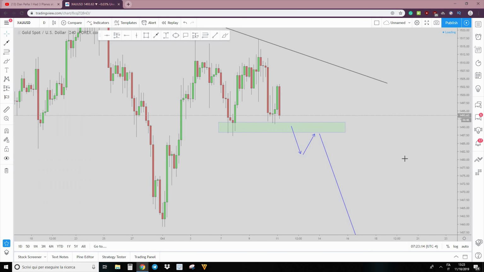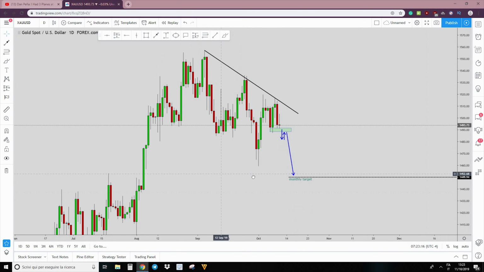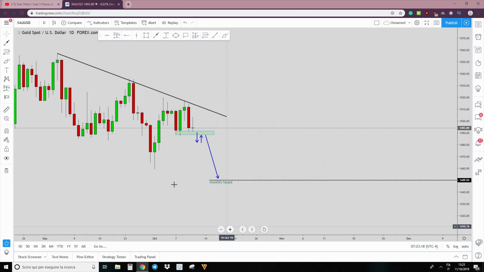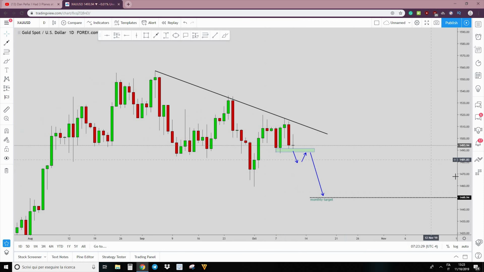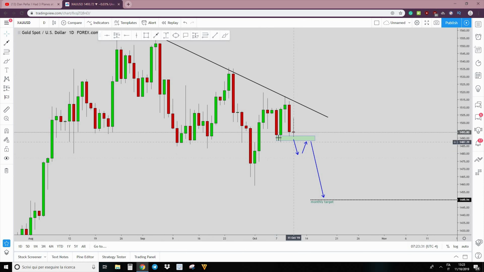So overall, let's go back to the daily, and it's pretty clear what we are expecting on gold: first a break of this level, then on the retest we can be looking for shorts, not before. We need to see a clear break of this support area before we can be looking for shorts, because from a structural point of view, until the market is below this area we are still in bullish territory, so we cannot short it.